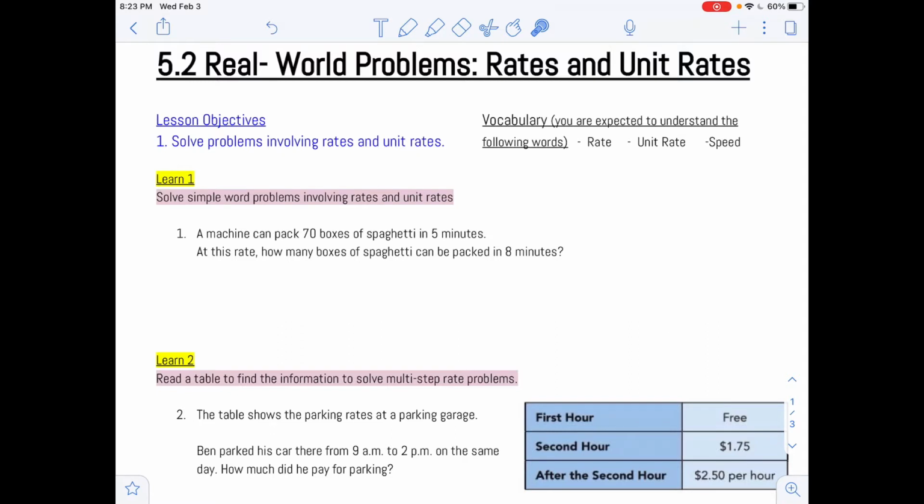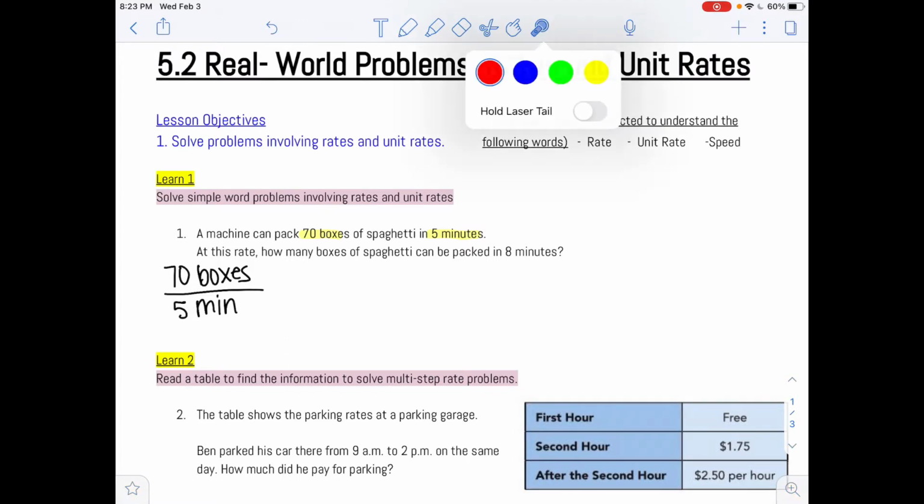So, in Learn 1, our job is to be able to solve simple word problems involving rates and unit rates. So given number 1, a machine can pack 70 boxes of spaghetti in 5 minutes. That is a rate. So just like we know how to write rates, we have 70 boxes in 5 minutes. The question is asking us, at this rate, how many boxes of spaghetti can be packed in 8 minutes?